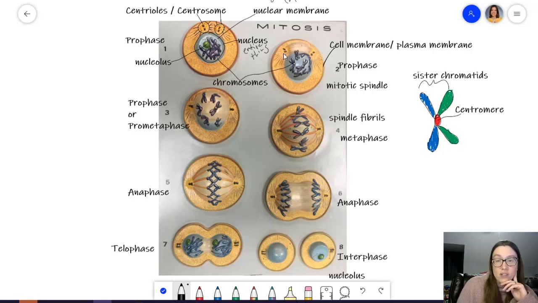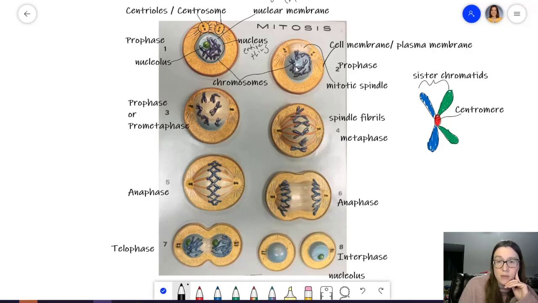Now we're going to move on to 2, which is still prophase, but it's a little bit later. At this point, we can see that the centrosomes are moving to opposite poles of the cell, or opposite sides of the cell, and this one right here is the mitotic spindle. So the mitotic spindle is forming in between these two centrosomes. You can see the nuclear envelope is still intact here. So we still have the nuclear envelope, but what is missing? The nucleolus. The nucleolus has broken down. At this point, it's a normal part of prophase.